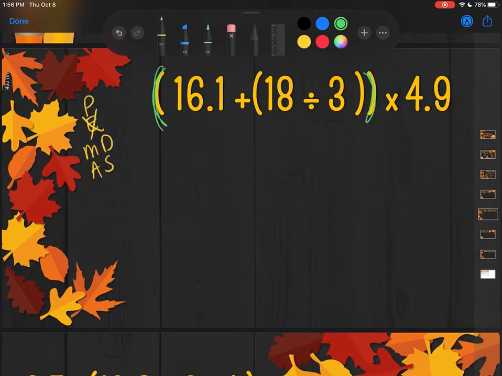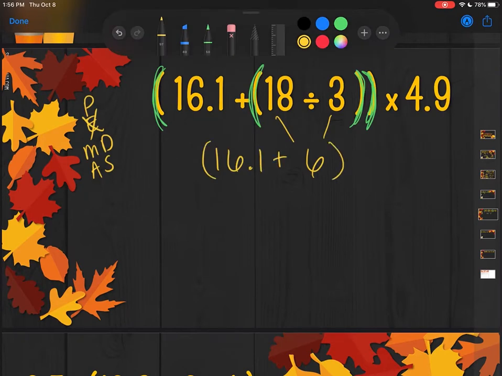Okay, so I'm going to look at my parentheses. I've got these parentheses first, right? But inside those parentheses, I've got even more parentheses. So I'm going to do my innermost parentheses first. That would be 18 divided by 3. Well, what's 18 divided by 3? 18 divided by 3 is 6.